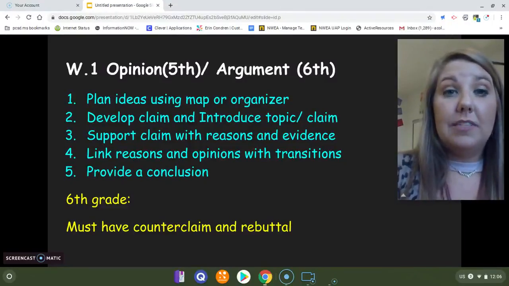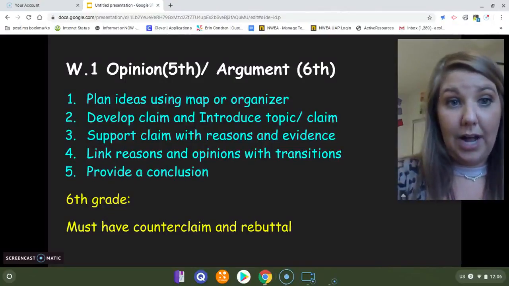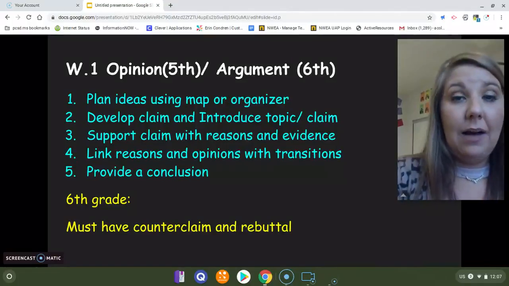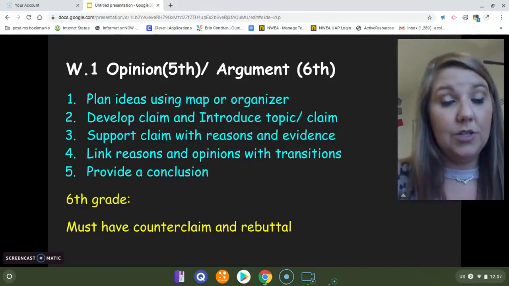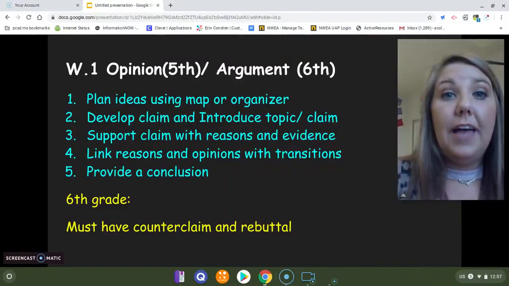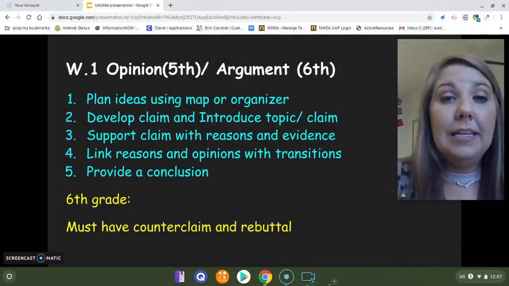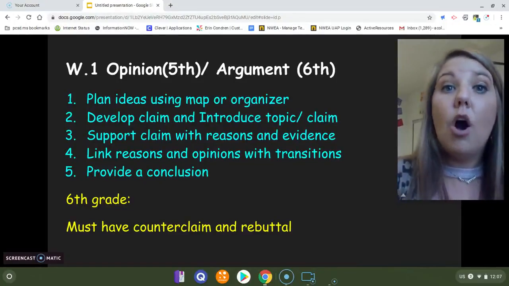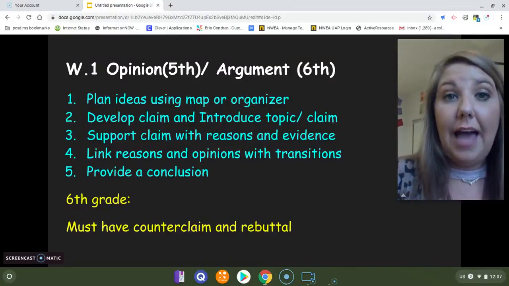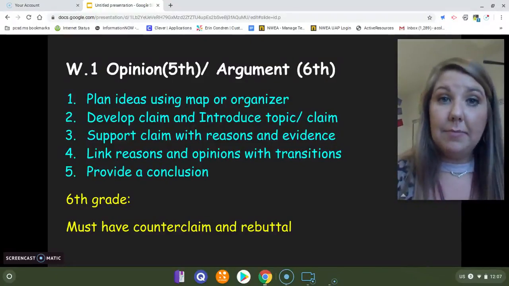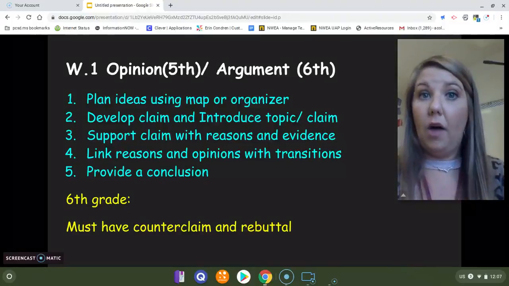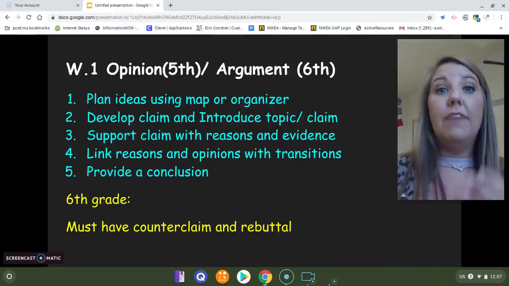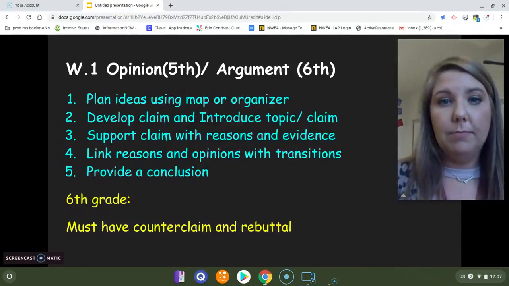First and foremost, you must plan your ideas when starting to write. Whether you use a map or an organizer, an outline, however you see fit to plan your writing, you need to plan your writing. You develop your claim. Your claim is your opinion, what you believe, or you could be analyzing or interpreting the author's claim as well, and that would be a different scenario. Sometimes they will ask you to analyze and support the author's claim, which is not your claim, and then sometimes you will have to develop your own claim to write about.